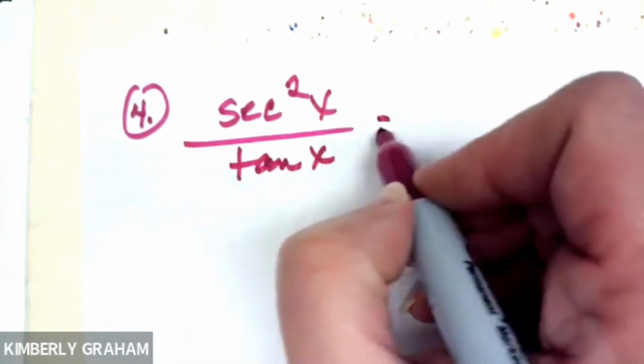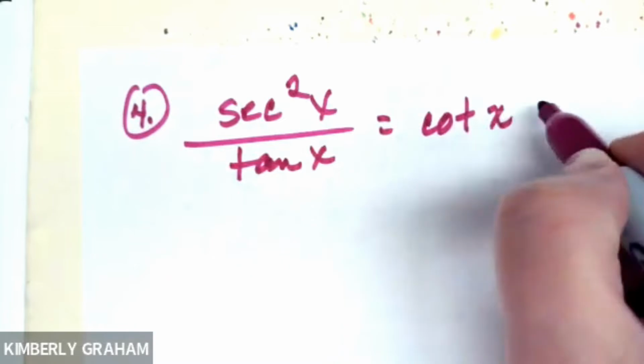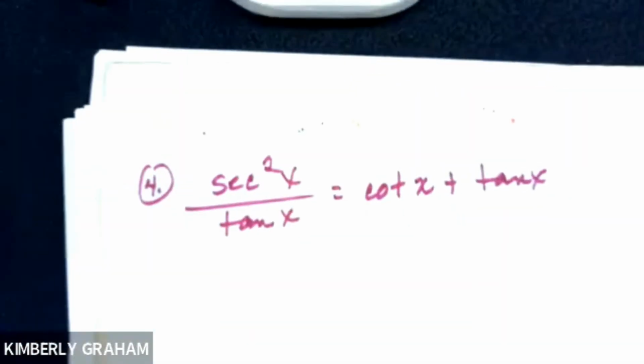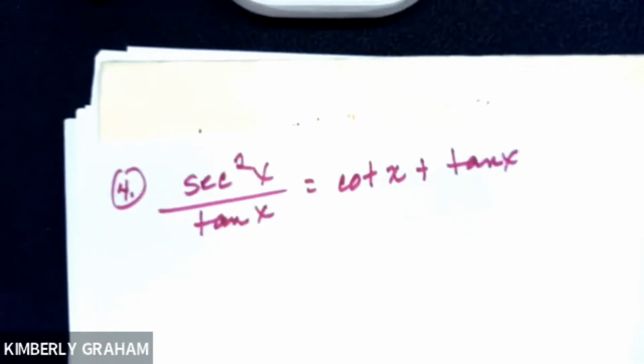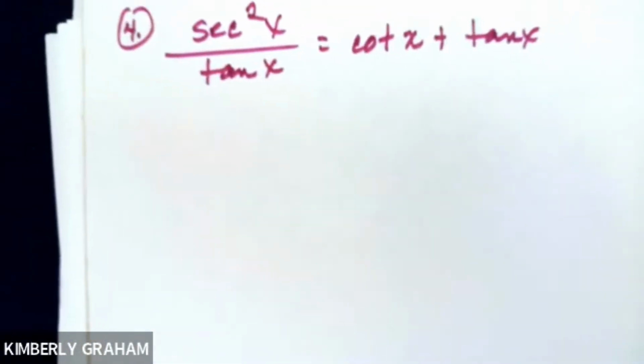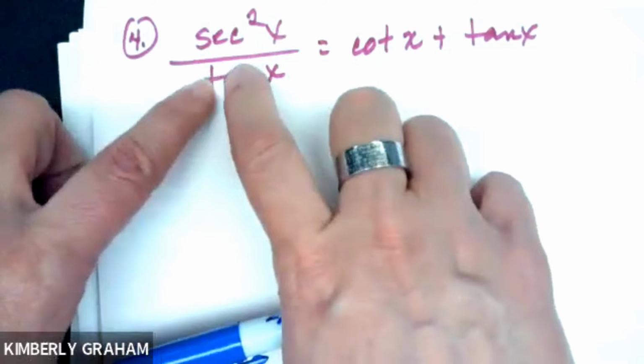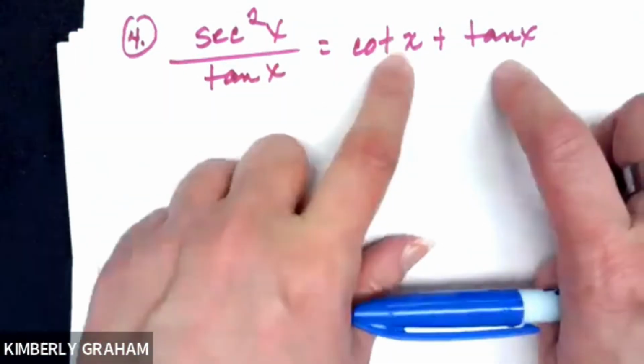Secant squared x over tan x equals cotan x plus tan x. Right? That's what I'm trying to prove. And if you're unsure where to start with these problems, one thing that you can do is look at your number of terms. I already gave you a hint on starting with the x squareds to use a Pythagorean identity, but notice that you have one term here and you have 2 terms here.